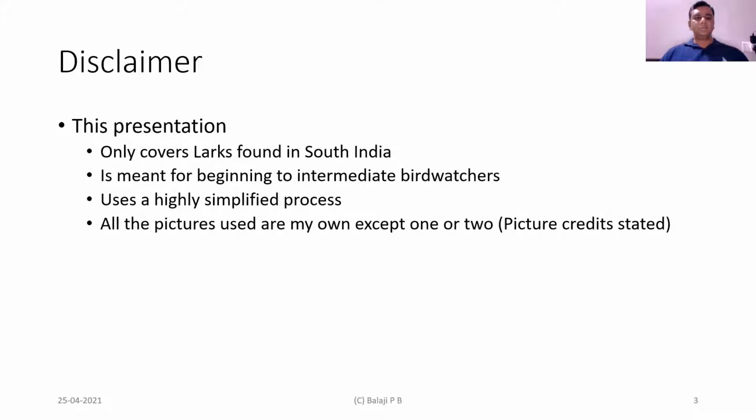I think there's a small copy and paste error here. This only covers the egrets and cormorants, not larks. Egrets and cormorants found in South India. It's only meant for beginners to intermediate bird watchers. It uses a simplified process. All the pictures used are my own, except for one or two. Picture credits are stated below the picture itself.